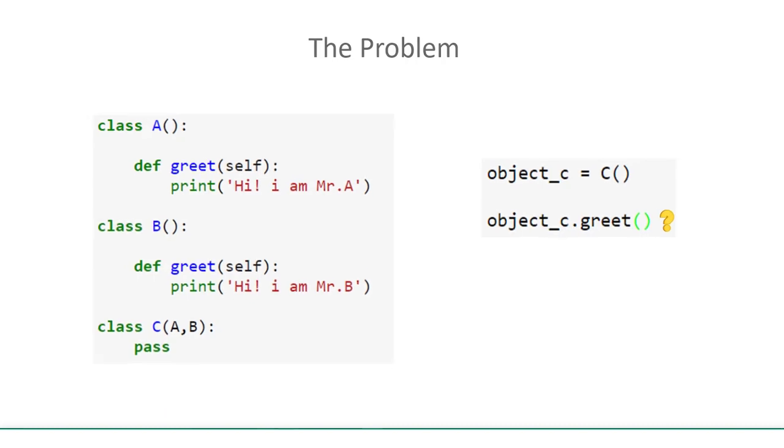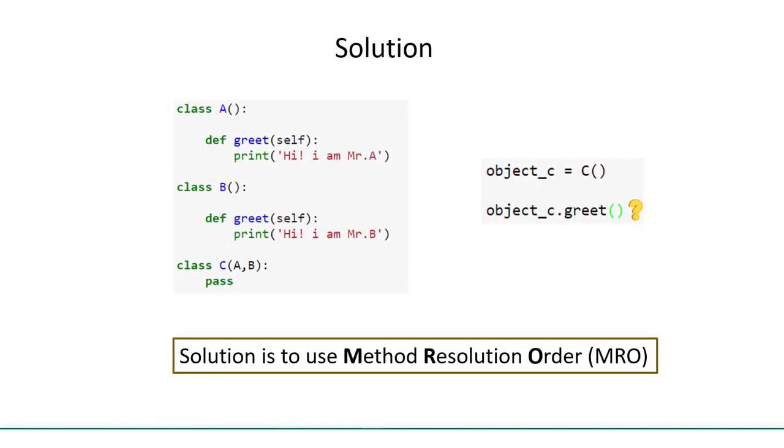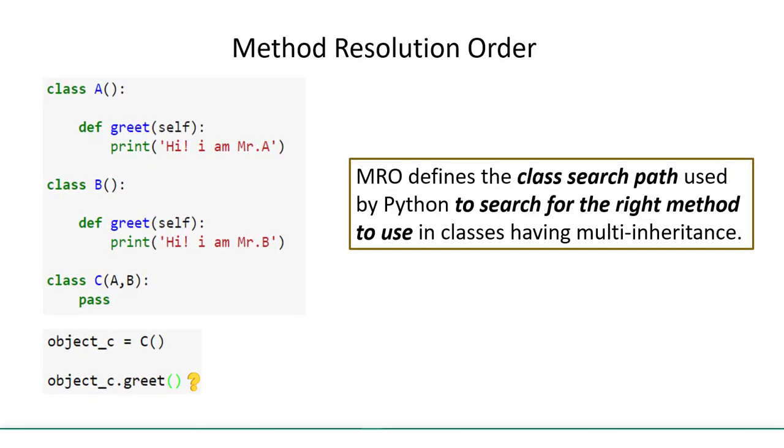The way to figure out which class will be used to invoke the greet function is via method resolution order, which is also termed as MRO. Now what is this method resolution order? MRO, or method resolution order, defines the class search path used by Python to search for the right method to be used in case of classes having multiple inheritance.